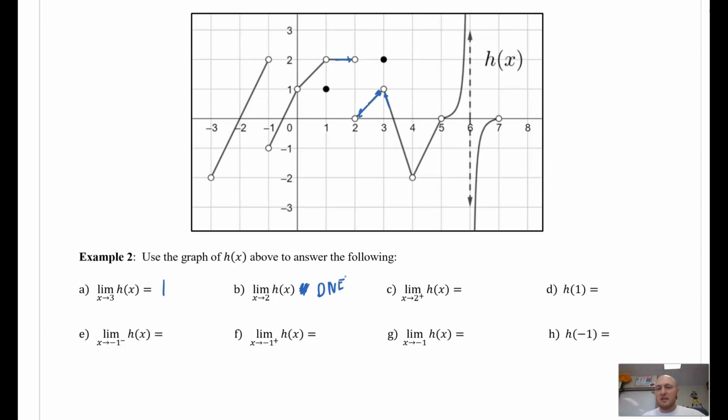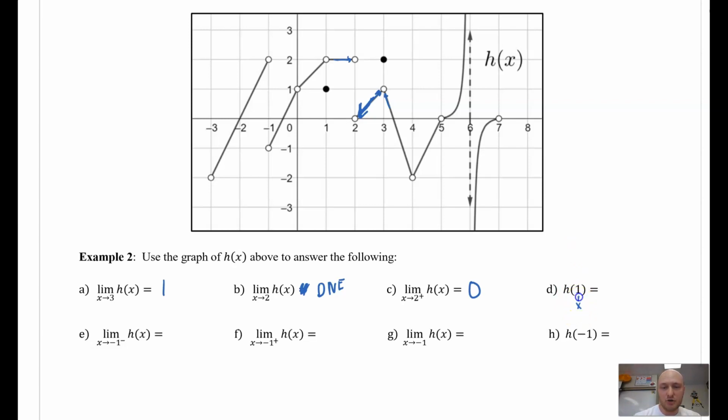C, what is the limit of h of x as x approaches 2 from the right? Coming from the right side, so that is this section right here, and it's going to 0. D, trying to throw us off here, what is h of 1? So what is the function value?